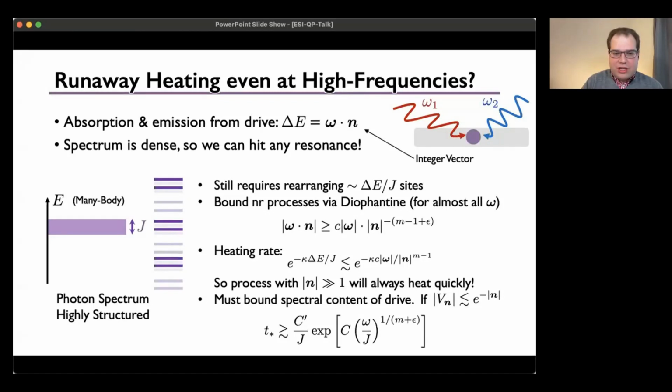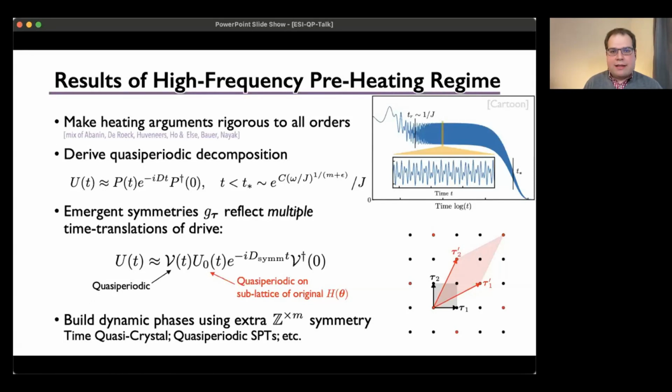Wonderful. So now we have a preheating regime where we have a lower bound on the heating time, which means that once again we can try to realize interesting dynamical phases. And I'm just going to quickly summarize a lot of those results in one slide without going into the technical details. So first of all, we can make the linear response argument on heating rigorous to all orders. That's basically a combination of the proof by Abanin, De Roeck, Huveneers, and Wen Wei Ho, together with the symmetry construction by Else and Nayak, and order by order in some high frequency expansion, we can actually rigorously bound the heating rate.